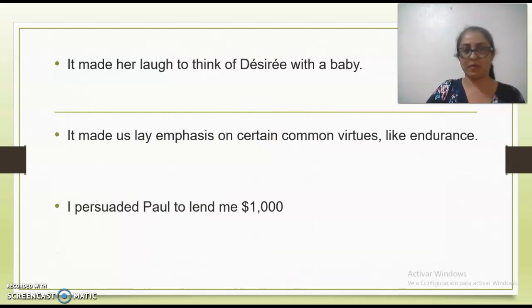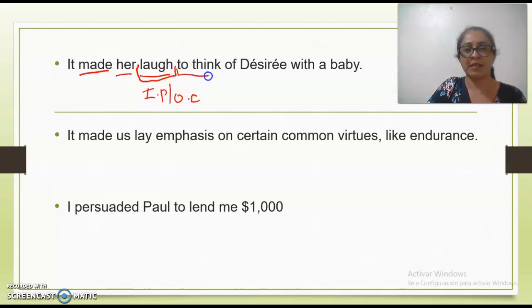This one, it made her. This would be our causative verb. Here, our direct object to do what? To laugh. And later, I won't include "to think" because to me it's doing something else there. So this is an infinitive phrase, OC. Okay, why not to think of Desiree with a baby?